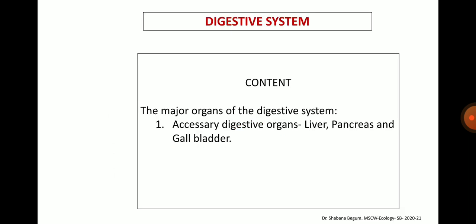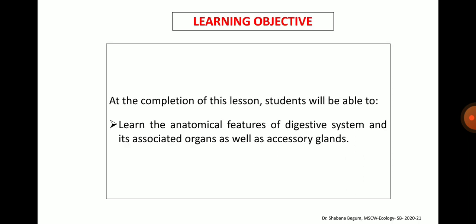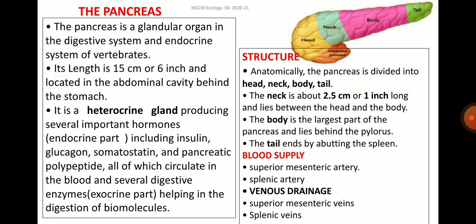The content would be the major organs of the digestive system, the accessory digestive organs such as the liver, pancreas and gallbladder, and the learning objective will be that at the end of the lesson the students will be able to learn the anatomical features of the digestive system and its associated accessory organs or glands, that is the liver, the pancreas as well as the gallbladder. So now let us learn about the pancreas and its anatomical structure.